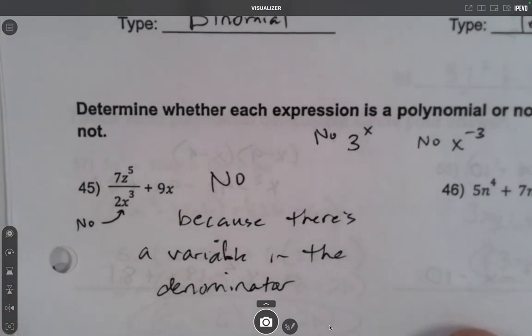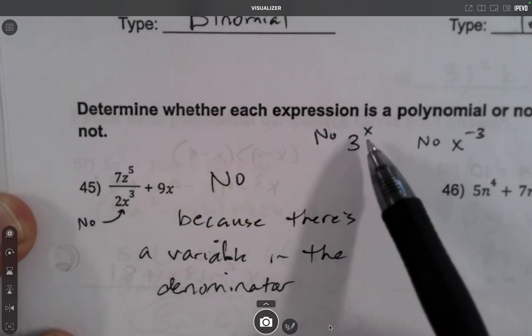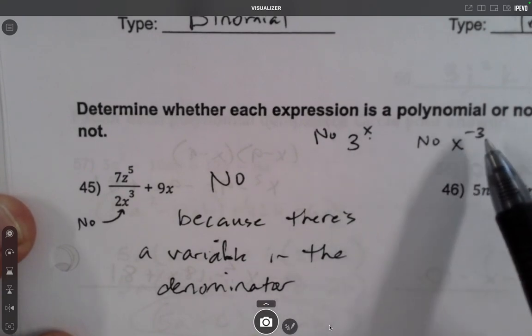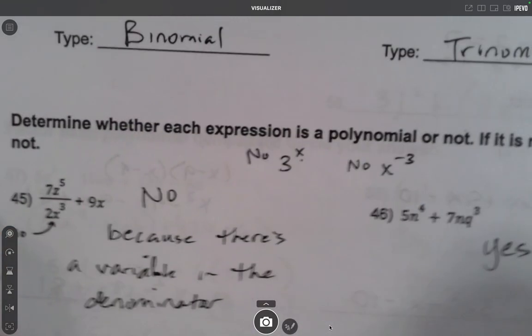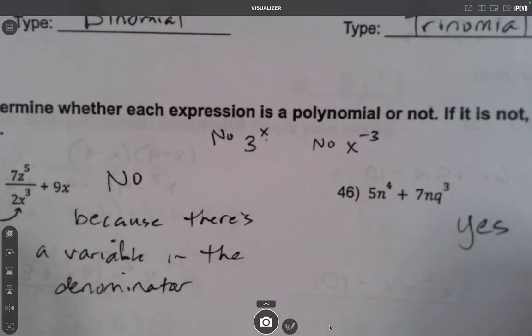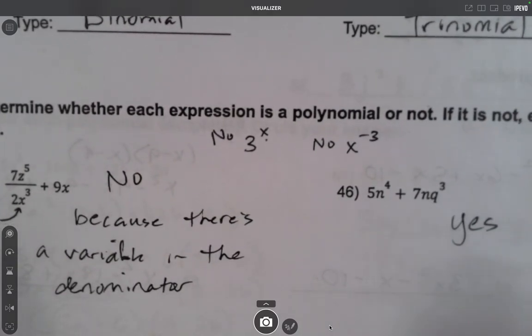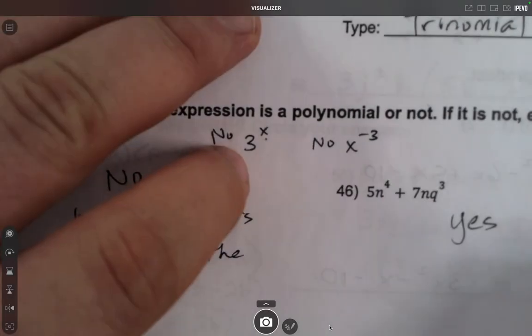So 45 is not a polynomial because there's a variable in the denominator. And I'll just repeat, the other no-nos are an exponent with a variable or a negative exponent. So since 46 has none of those red flags, we just say, oh, yes, it's a polynomial.